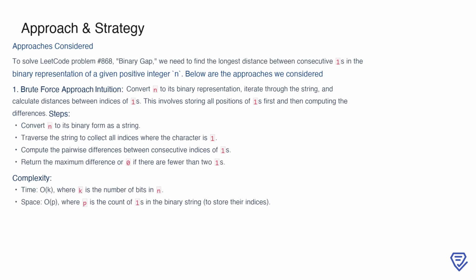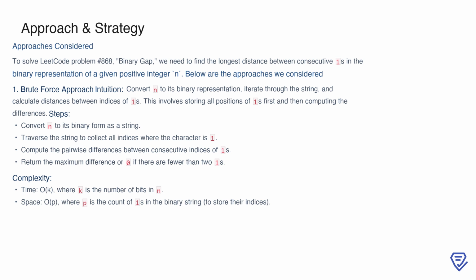To solve the binary gap problem, we aim to determine the maximum distance between consecutive 1s in the binary representation of a given positive integer n. Let's start by considering the brute force approach. The intuition behind this method is to first convert the integer n into its binary representation and identify all the indices where the character is 1. Once we have these indices, we calculate the differences between each consecutive pair of indices to find the largest gap.